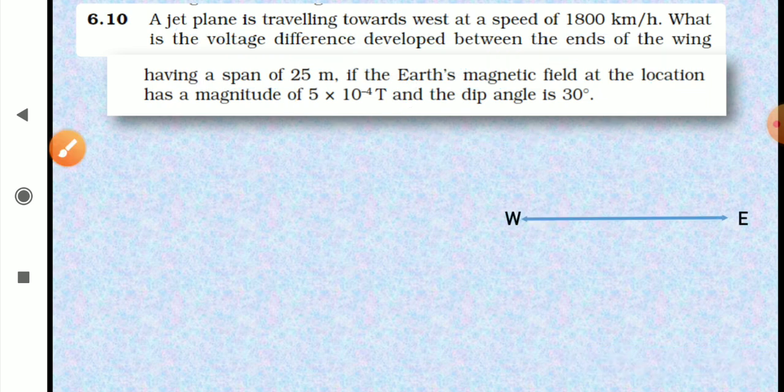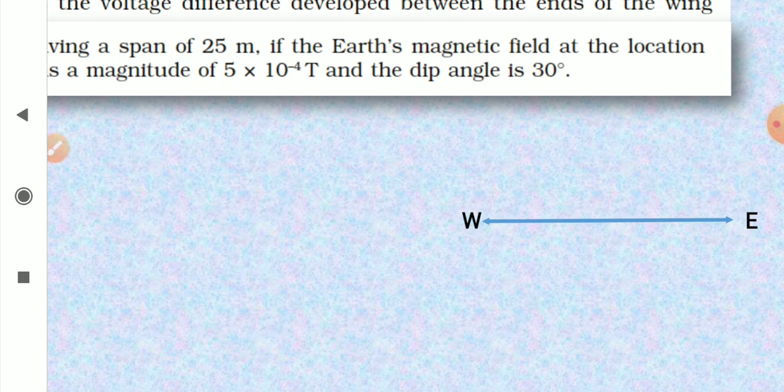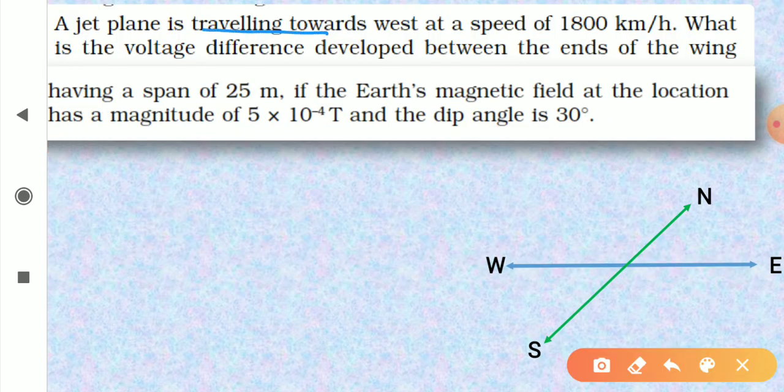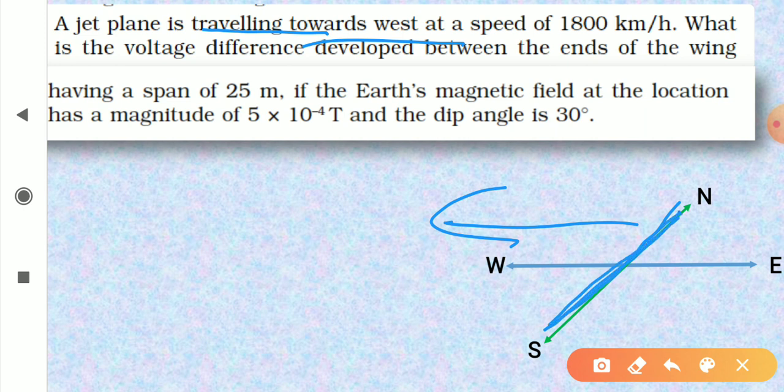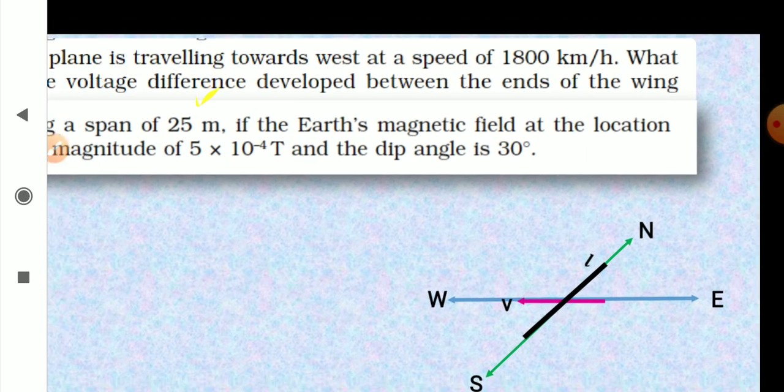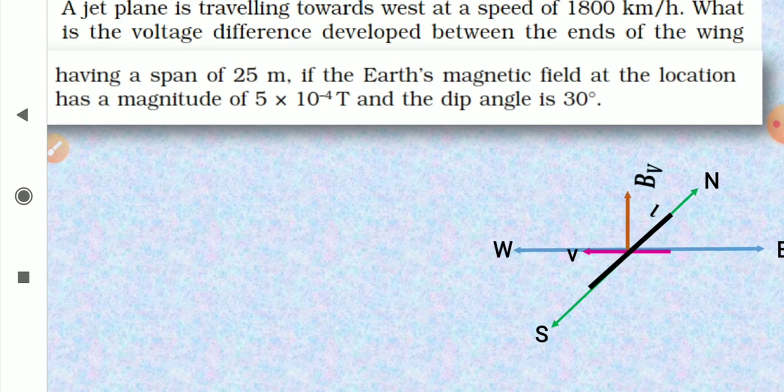Here I have shown you directions east to west like this, and the plane is flying. You see, the jet plane is traveling towards west, and if the plane is traveling this way, its wings will be perpendicular to it, that means along north-south. So look at it. The velocity is towards west. The wings have a wingspan of 25 meter and are along north-south.